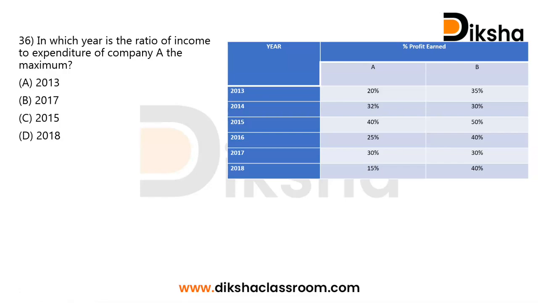In which year is the ratio of income to expenditure of company A the maximum? The question is regarding company A. I will give you some time. Give me your answers in the comment section.